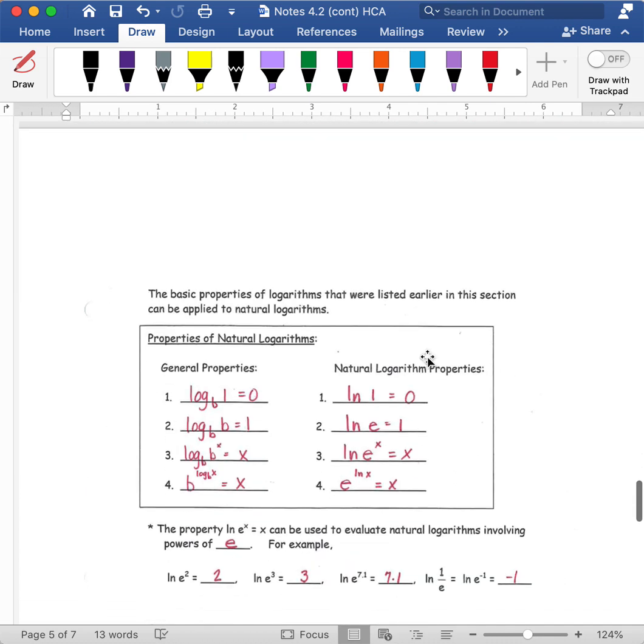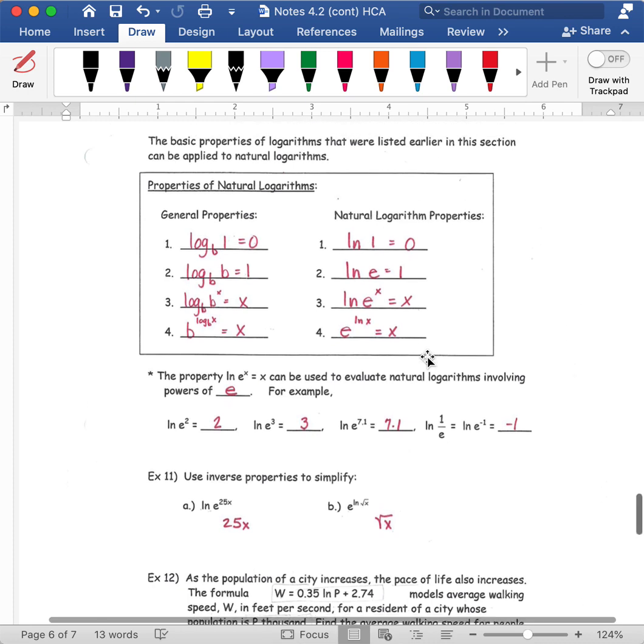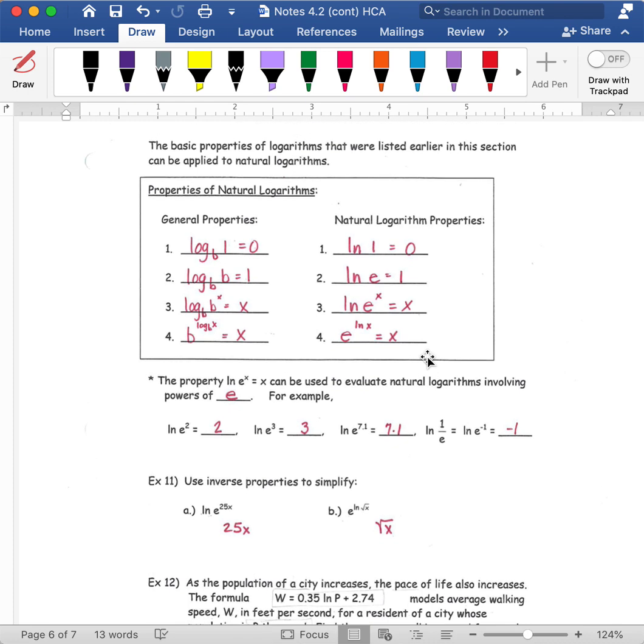Okay, so if you have questions on that, please let me know. Moving on to basic properties of logarithms.